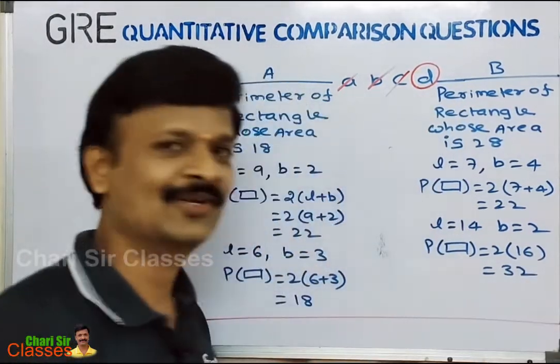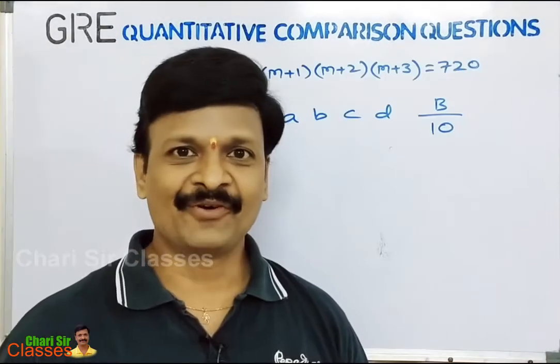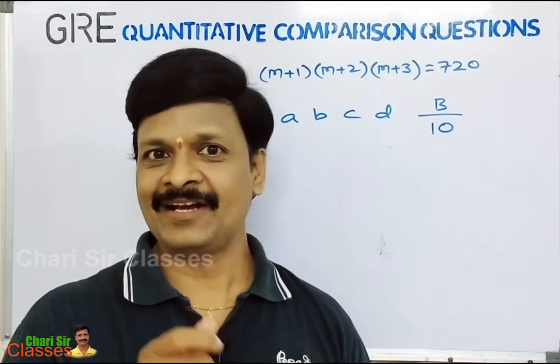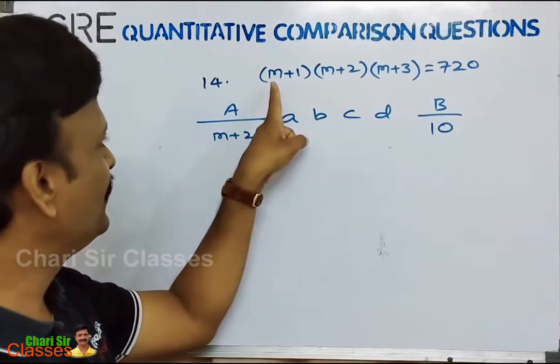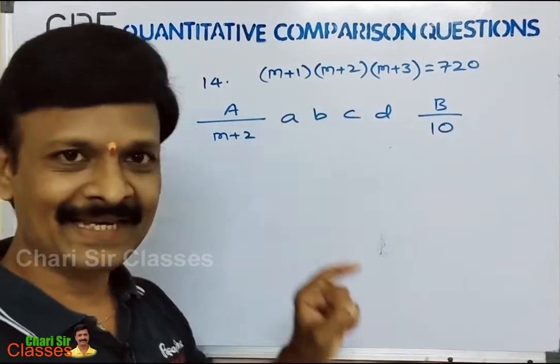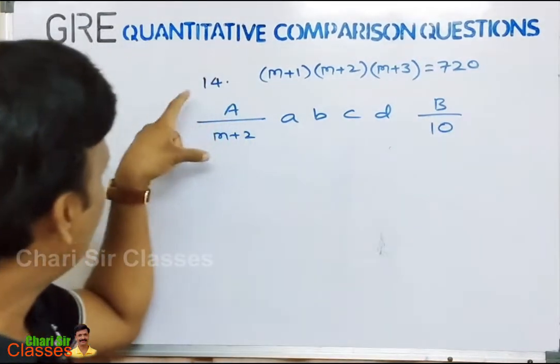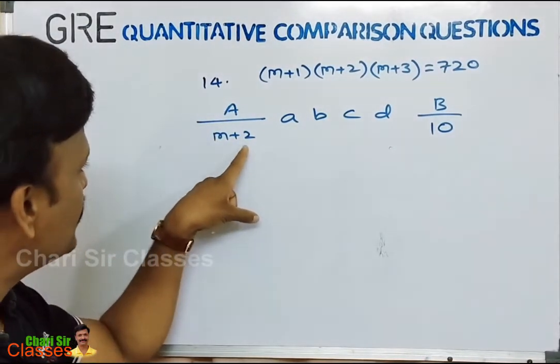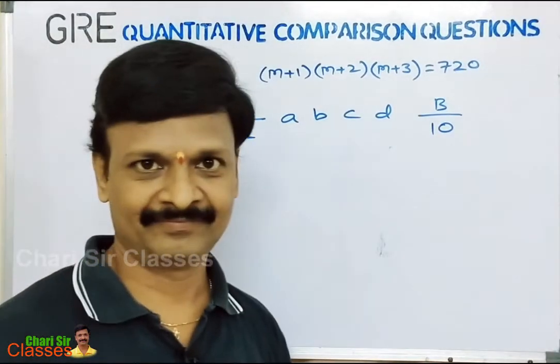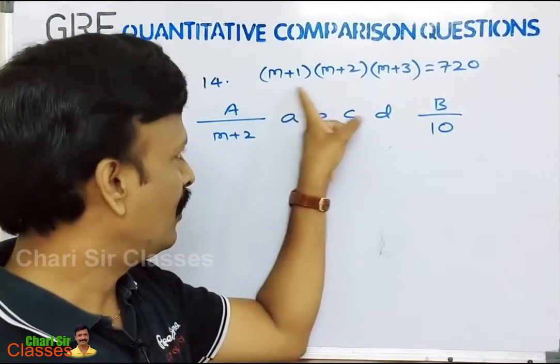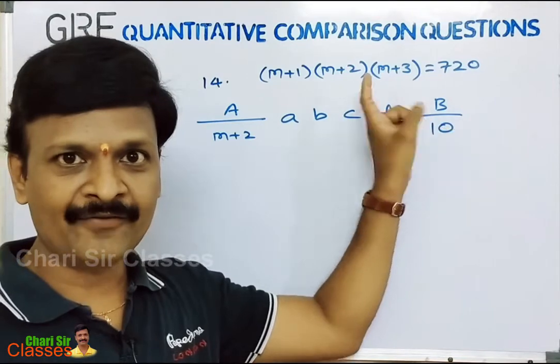That is the solution. Question number 14 is given with the product of three consecutive numbers. The three consecutive numbers are m plus 1, m plus 2, m plus 3. The product of these three consecutive numbers is equal to 720 and quantity A is given with m plus 2 and quantity B is 10. Now are you going to multiply all this and find the m value?